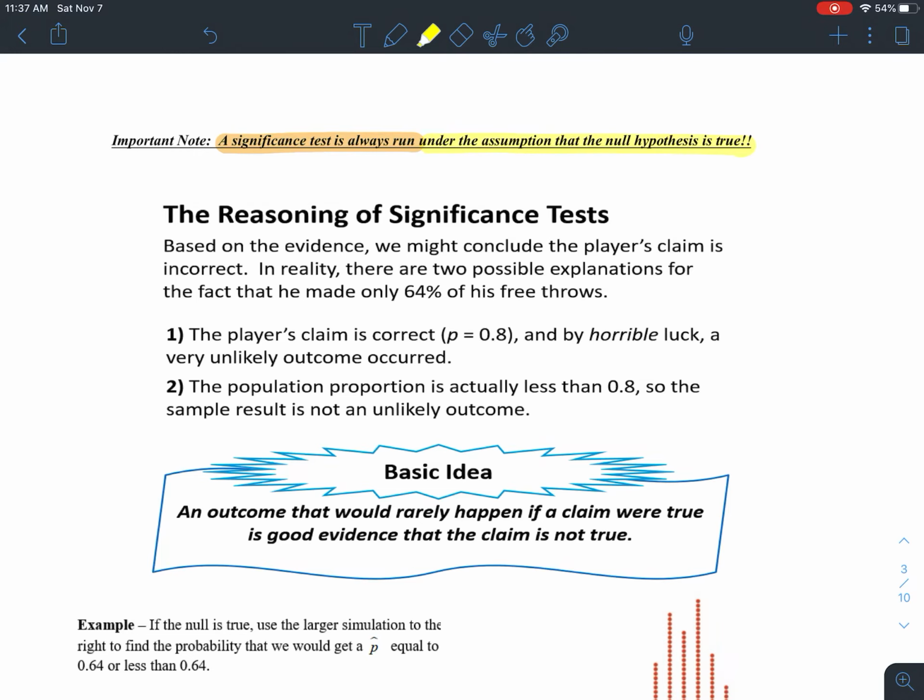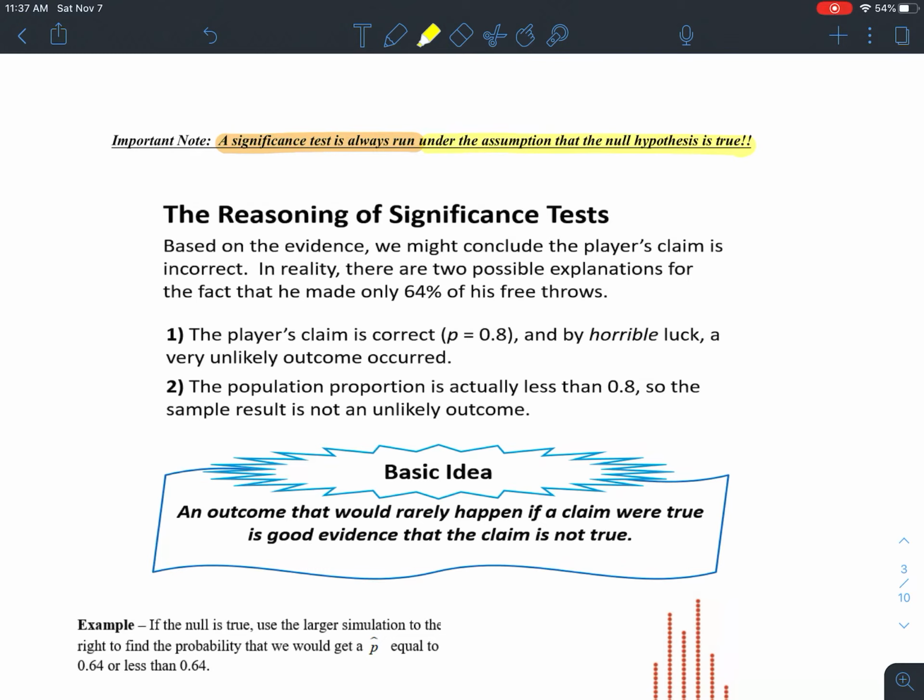So in this case, the simulation would be run assuming that he really is an 80% free throw shooter. Then we would want to see in how many of those samples from our simulation he is actually shooting only 64% or something worse than 64%. Okay, so here's what we would want to say: based on the evidence, we could conclude that Ricky Bobby's claim is incorrect.